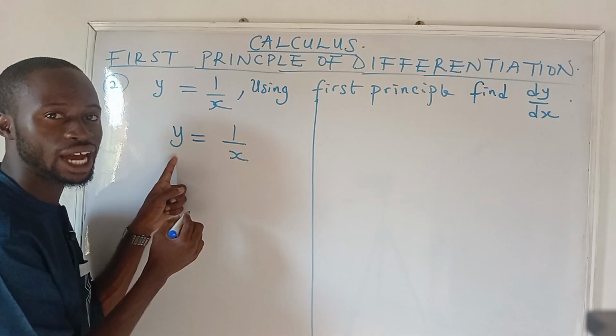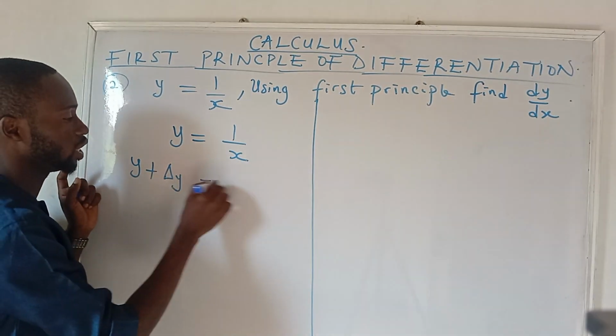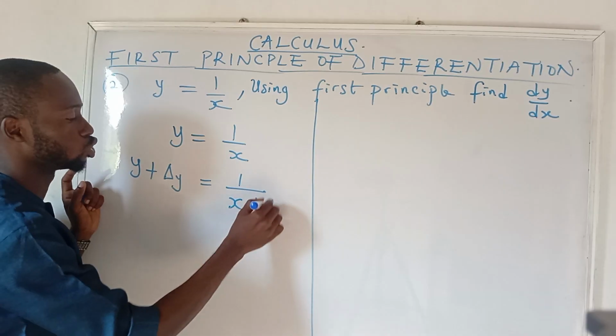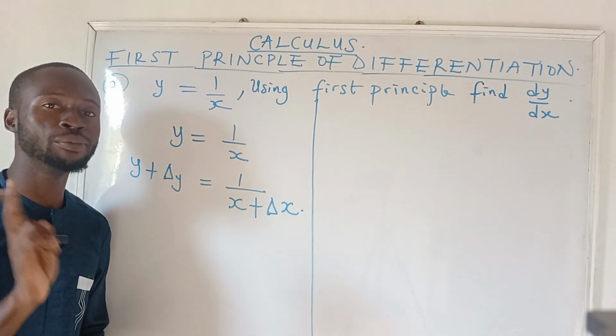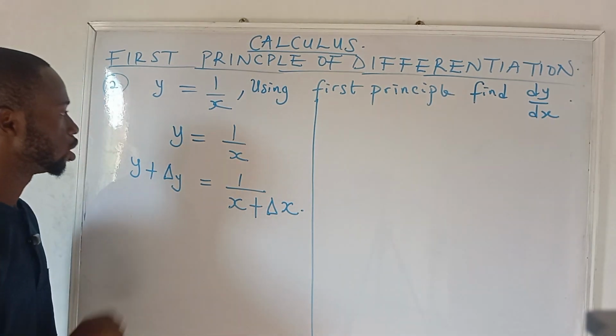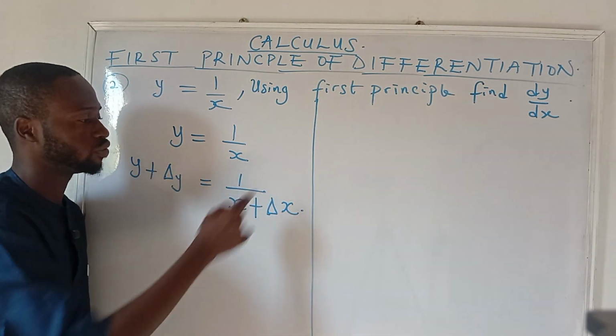So wherever I see y, I'm writing y plus change in y. Then wherever I see x, I'm writing x plus change in x. Is that okay? Remember step number two. Step number two says that I will deduct the value that I have here from this end, deduct the value that I have here from this end.